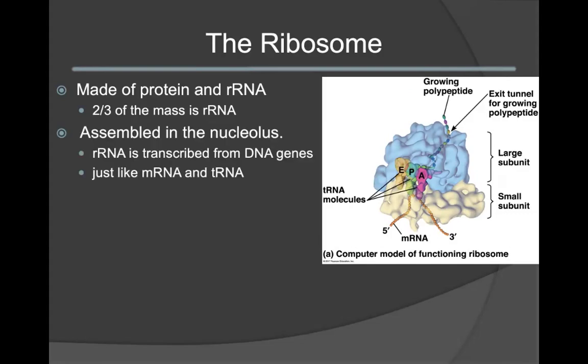Also remember that the ribosome is going to be assembled in the nucleolus. This means that the RNA is going to be transcribed in the nucleolus region from DNA genes. Remember, in eukaryotic cells, this will be done by its own RNA polymerase.